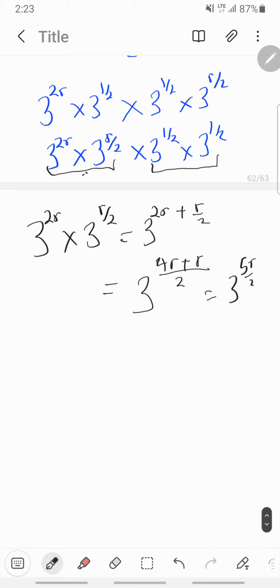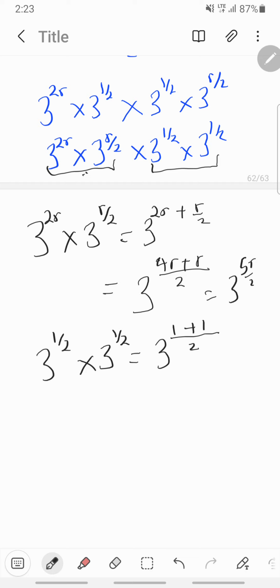Then the second one, which is 3 raised to half times 3 raised to half, is the same thing as 3 raised to, the LCM is 2, 1 plus 1, and that is 3 raised to 2 over 2, which is the same thing as 3. So the whole of the numerator is 3 raised to 5r over 2 times 3. That is your numerator.